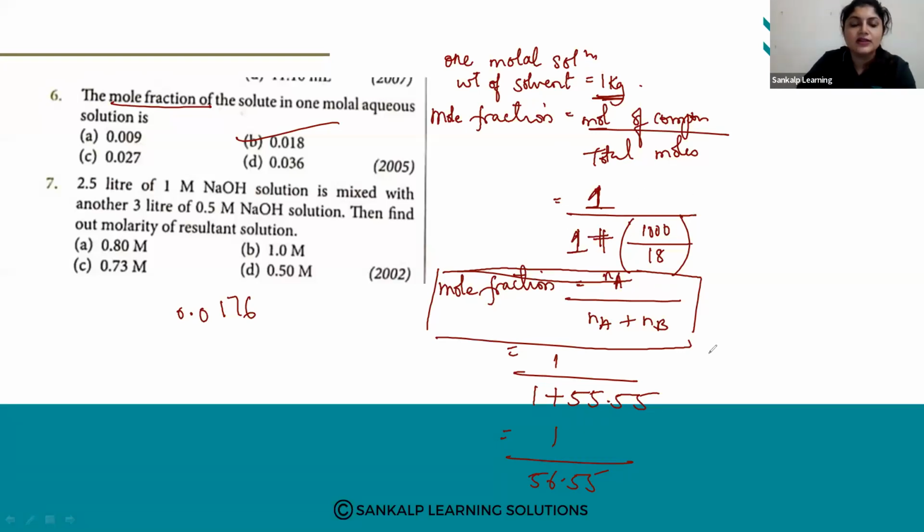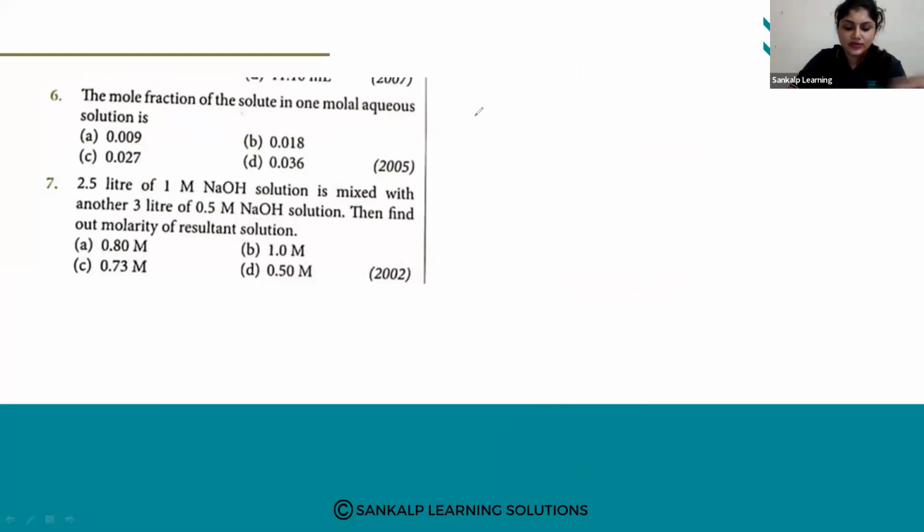Then 1 plus the weight of the solvent. Weight of the solvent is in kg. Given weight is 1000, so 1000 divided by the molecular weight, 18. Just substitute and you will get 0.0176. So it is nearer to 0.018. So our answer is B. Okay, we'll solve one more question and then we can stop.